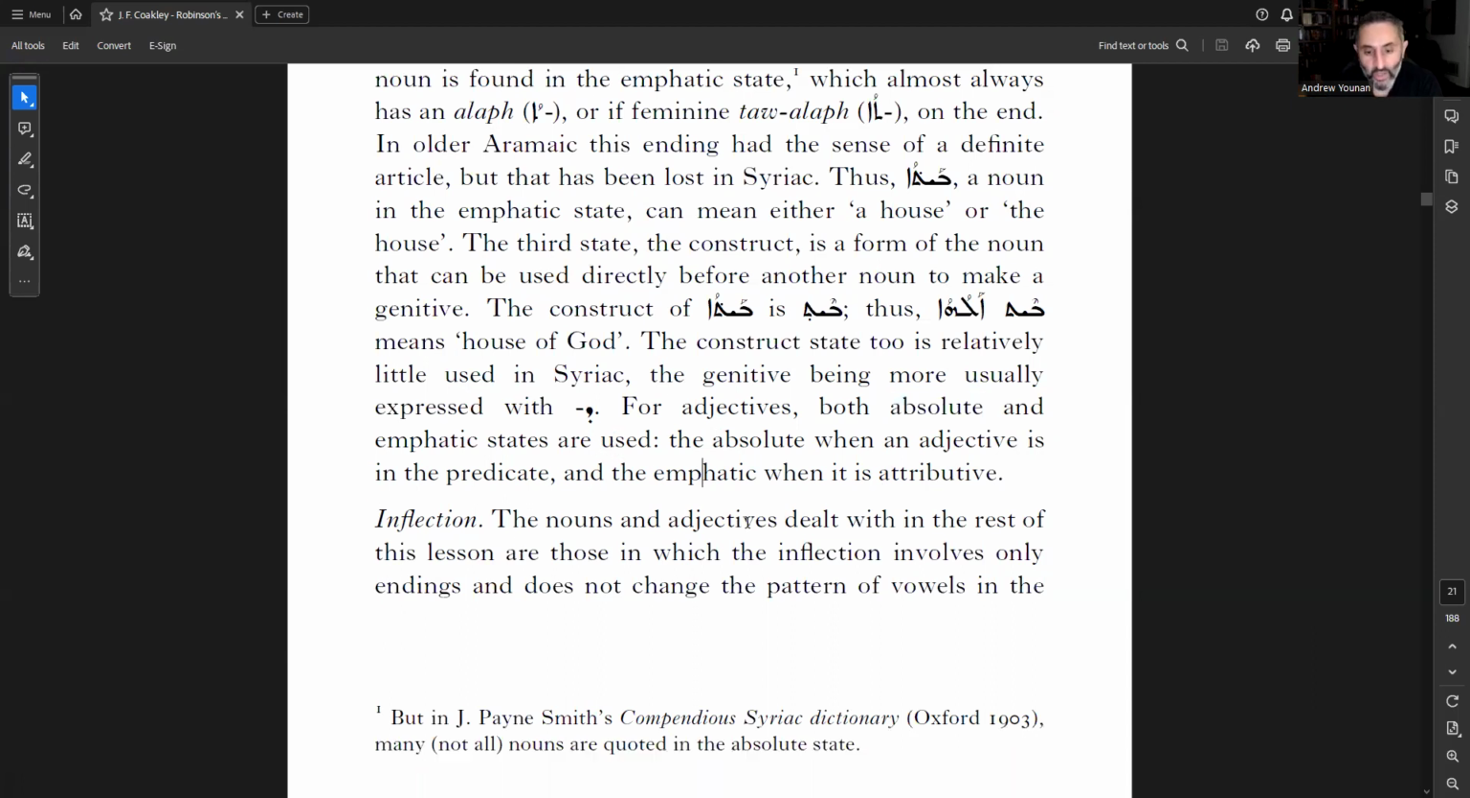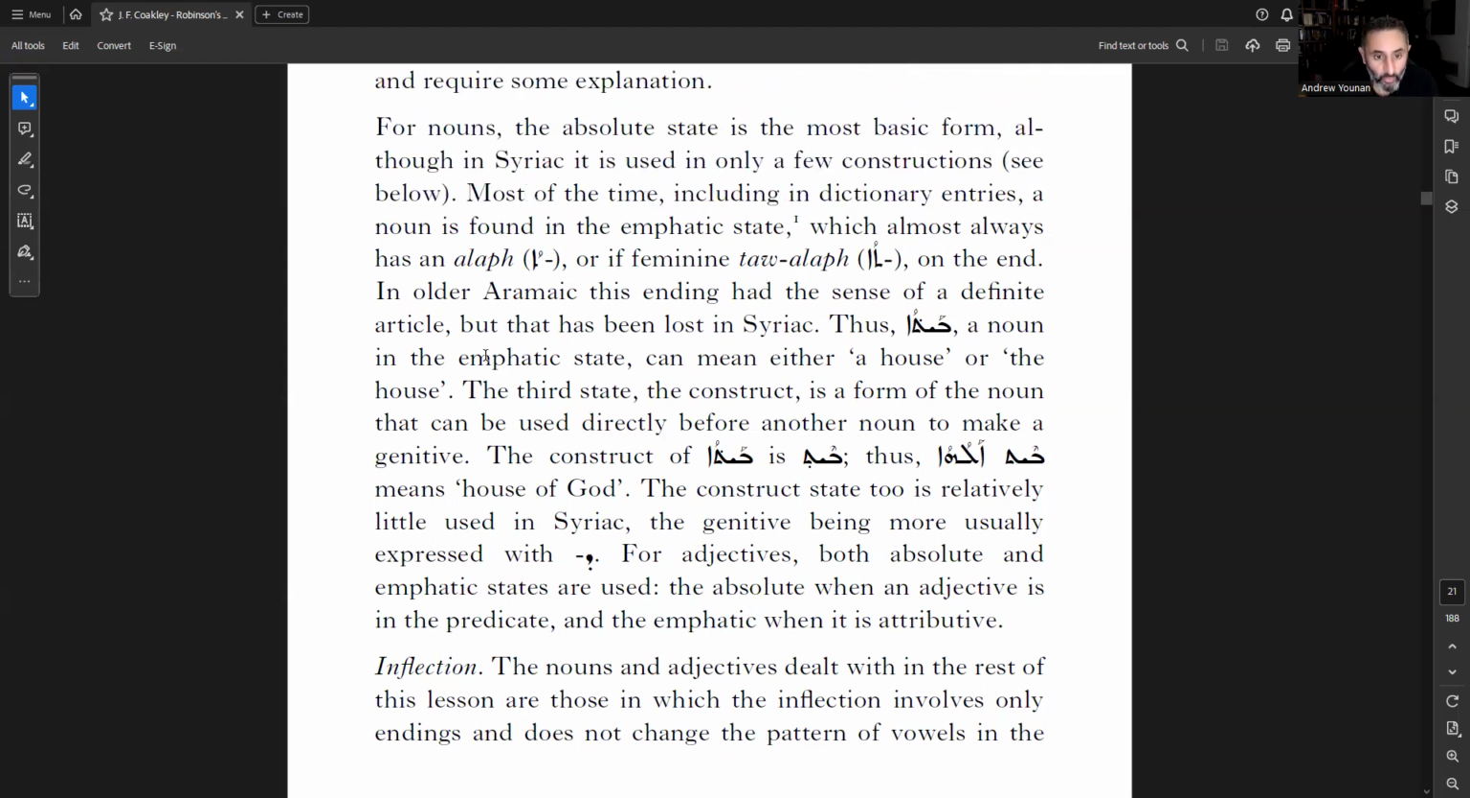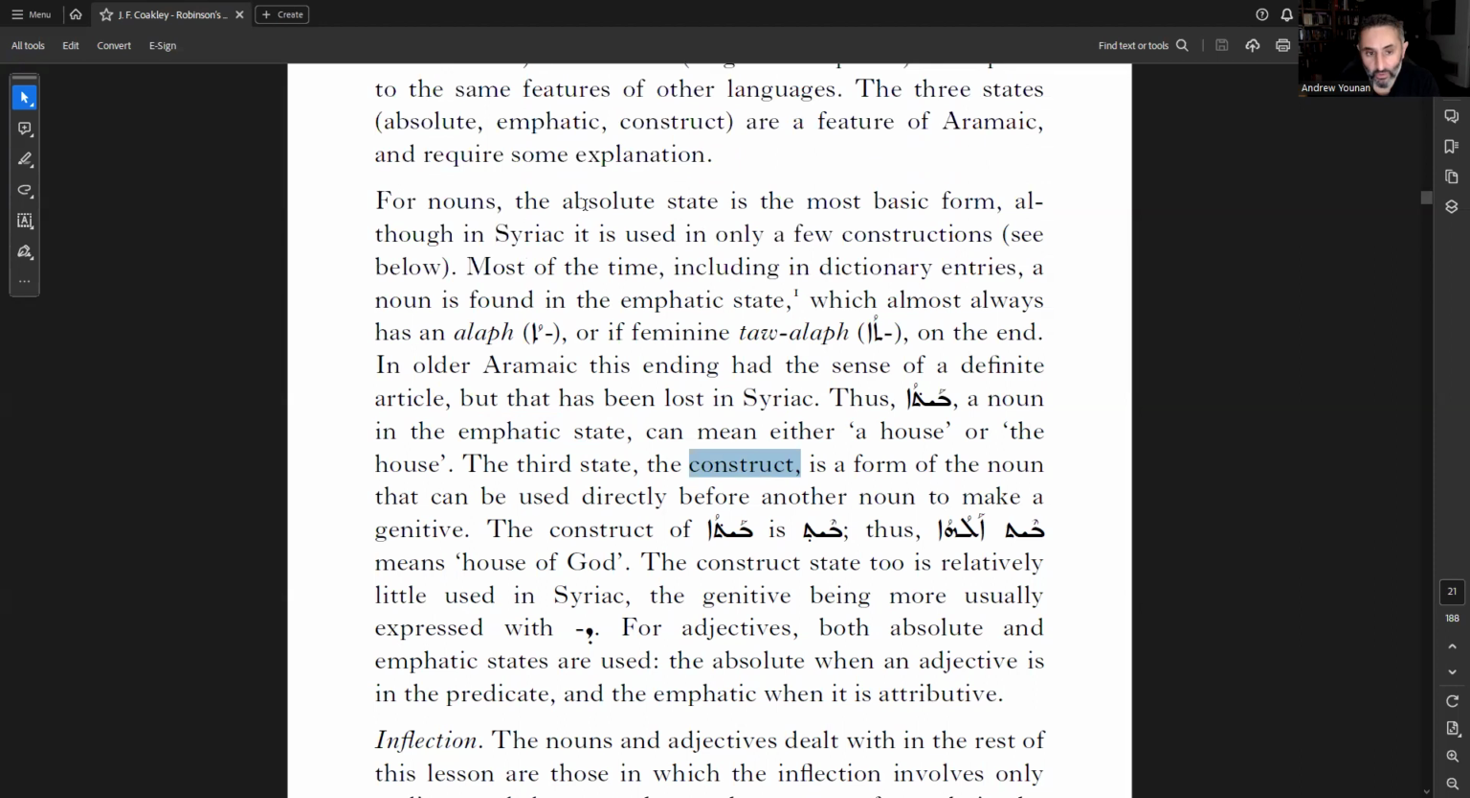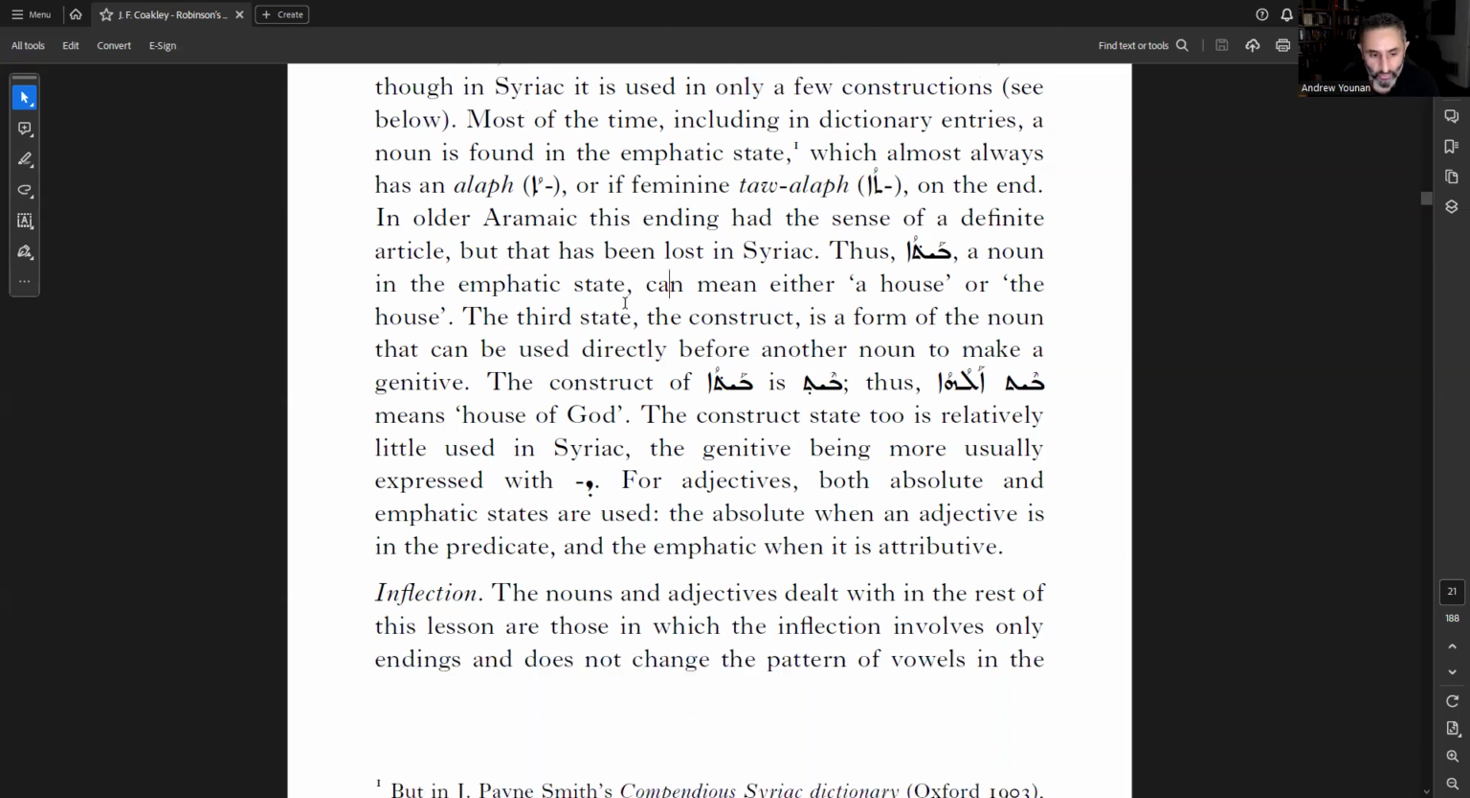Inflection, the nouns and adjectives. So now, just to make it clear, he's described what the emphatic state is. It's just the normal usage. He's described the construct. He actually still hasn't described what the absolute state is. Long story short, it's used in only a few constructions. I'm assuming he's going to give some examples below. So the absolute state is kind of rare, but you'll see how it's used soon.